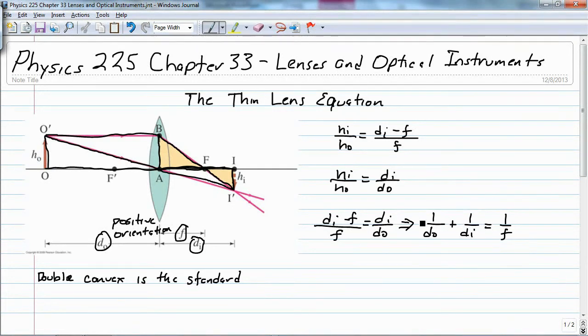But remember, it only works when you use the positive orientation. With the mirrors, the focus and the image distance were on the same side as the object distance. Here with the lens, we have to remember the difference, but the equation is the same. That's the interesting part.